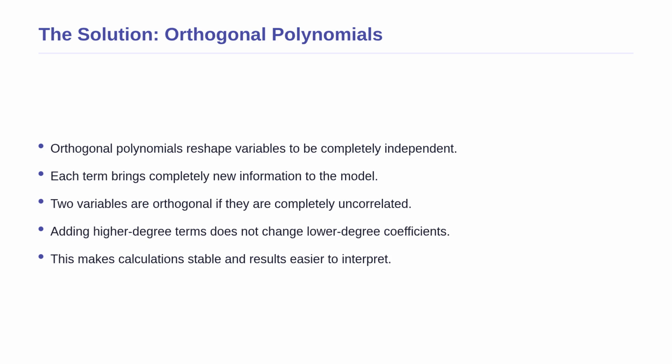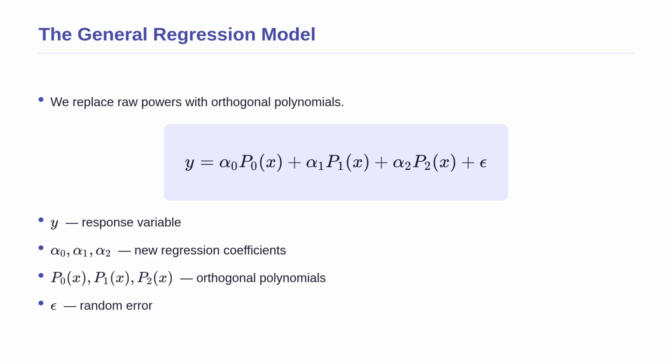exactly zero. By transforming our raw values into orthogonal polynomials, we ensure that adding a higher degree term, like a cubic curve, does not change the estimated coefficients of the lower degree terms we already calculated. This makes our regression models much more stable. Let us see how this looks mathematically.